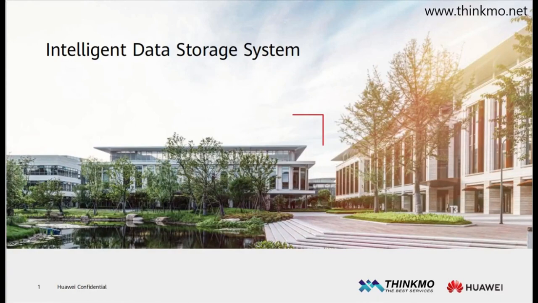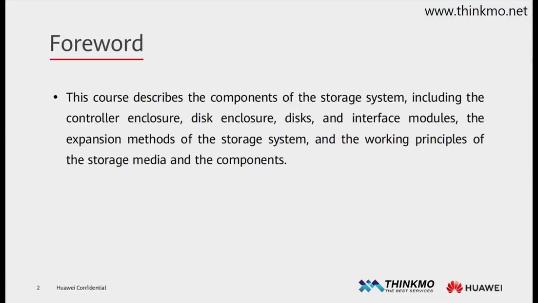In the upcoming course, we will officially start discussing our storage. The first topic we will discuss is the intelligent data storage system. Here, the main content we will cover includes our various components within the storage system. Because our storage system is not just a single software, but rather consists of multiple components, including hardware and software. This mainly includes our control frame and hard drives, interface modules, and so on, as well as our storage media, configurations of the control frame, overall structure, working principles, etc. This will be our main content coming up.